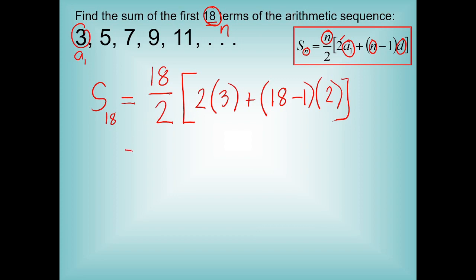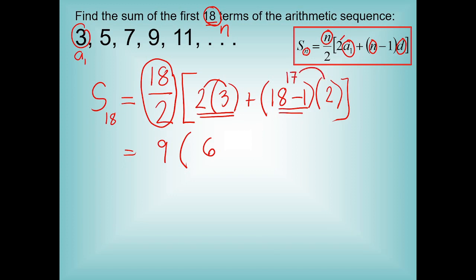Okay, let's solve this one now. Start with the division part. 18 divided by 2, that is 9. Multiply these two, how much do you get? 6. Let's subtract 18 and 1. Multiply that to 2. 34. So, we will go straight. After subtracting 1, multiply by 2 right away. We no longer need to go step by step in our solution.